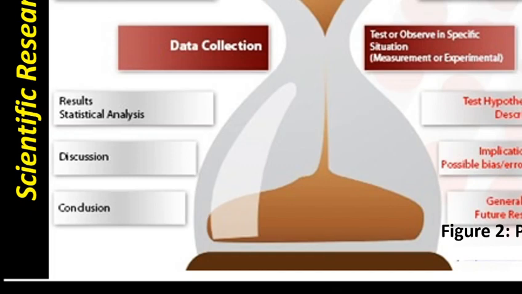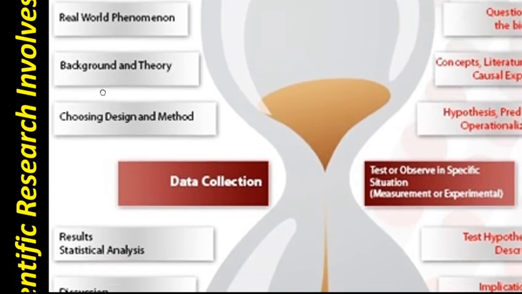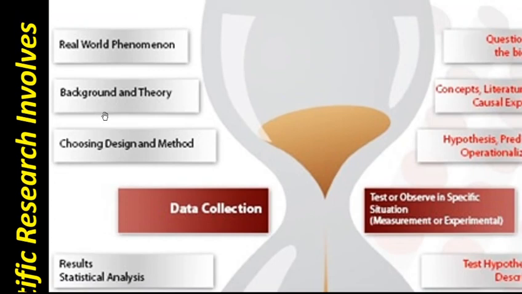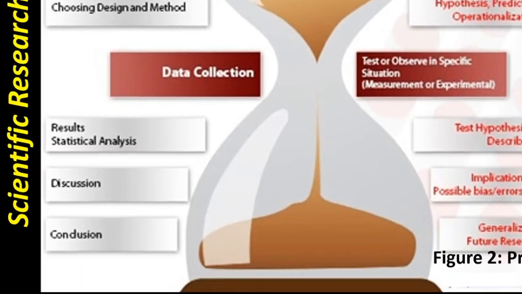So these are the identifiable steps that are there in scientific research, starting with understanding of real world phenomena to background and theoretical study, followed by selection of design and methodology to be adapted, data collection, statistical analysis, discussion, and conclusion.